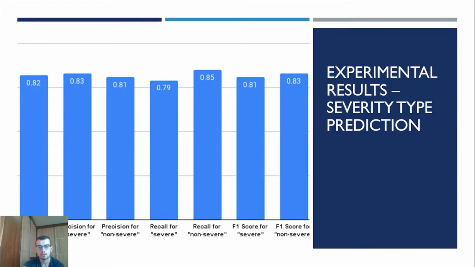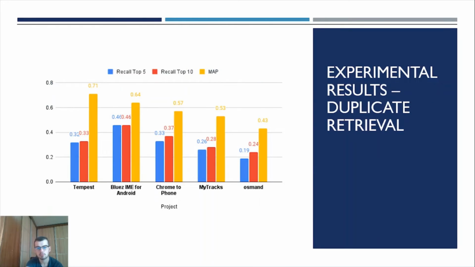We have performed an empirical validation on our tool. For severity prediction, we have achieved an accuracy of 82% and precision, recall, and F1 scores of around 80% each. And for validating our duplicates retrieval, we have tested our component on various datasets which were collected by Abram Hindle and compared his results to ours in terms of recall and mean average precision.